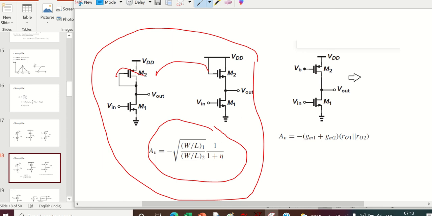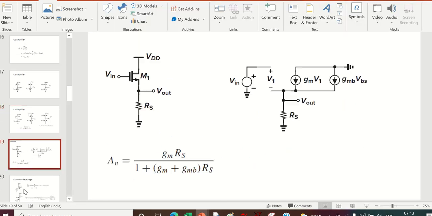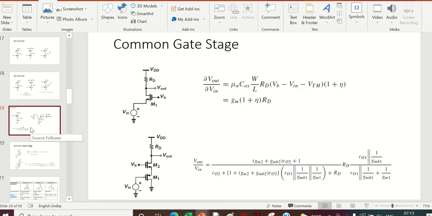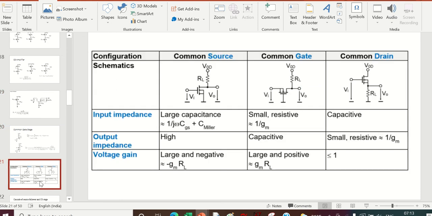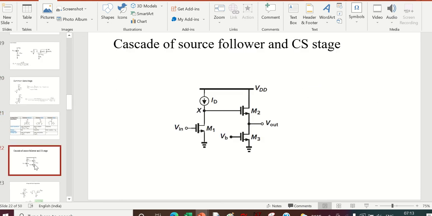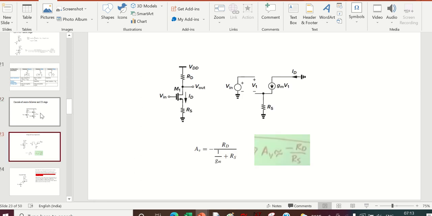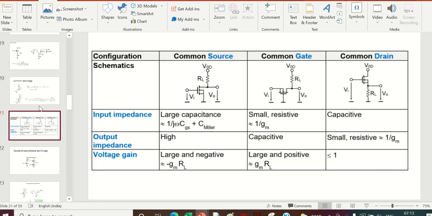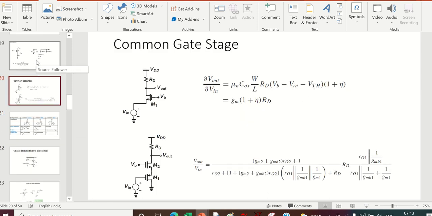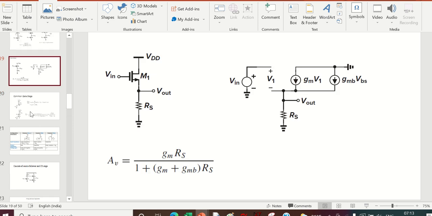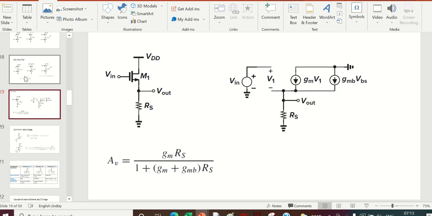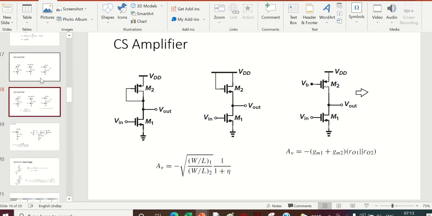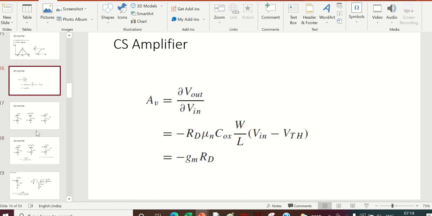Eta is something which is coming because of, wait, I'll explain. What is the term? Short channel effect. Okay, wait. Wait, the slide for that.